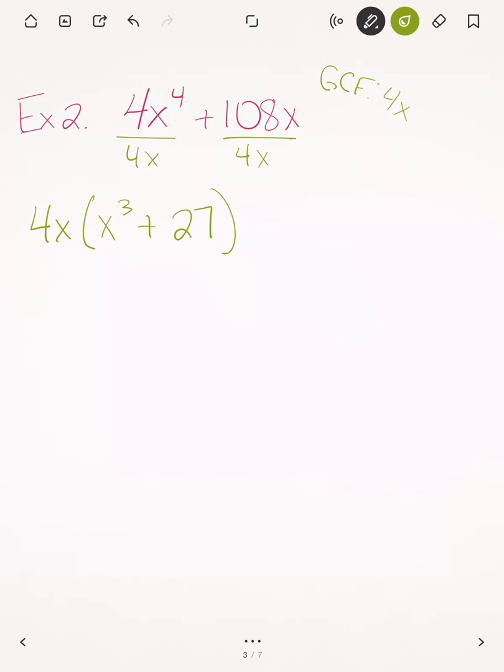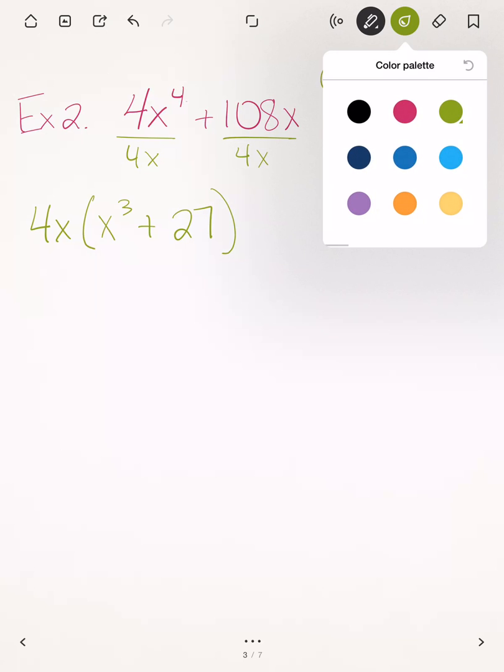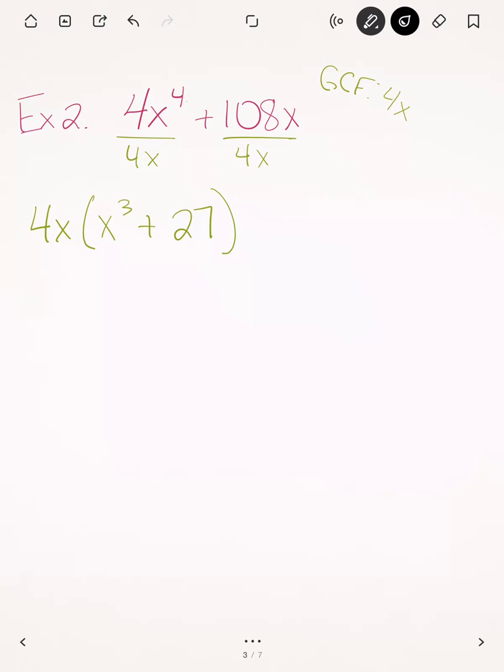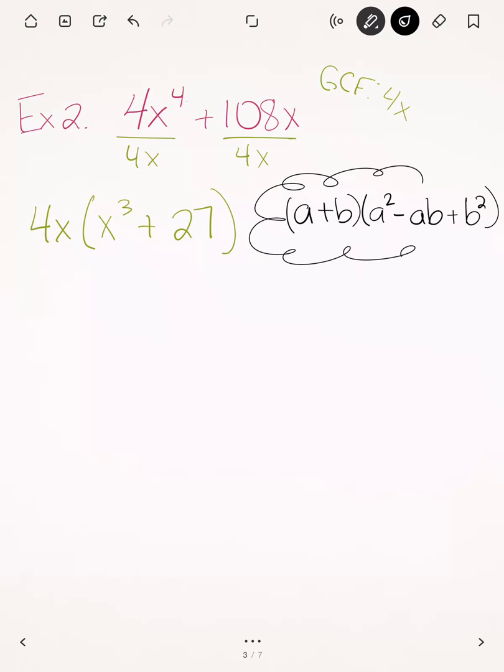Well, now I look, x cubed's perfect, 27's perfect, so I can use my formula, and I'm going to write that off to the side. That way I have it for reference. So again, it was a plus b times a squared minus a times b plus b squared. This is something that will need to be memorized. Okay, so now I need to identify what a is and what b is.